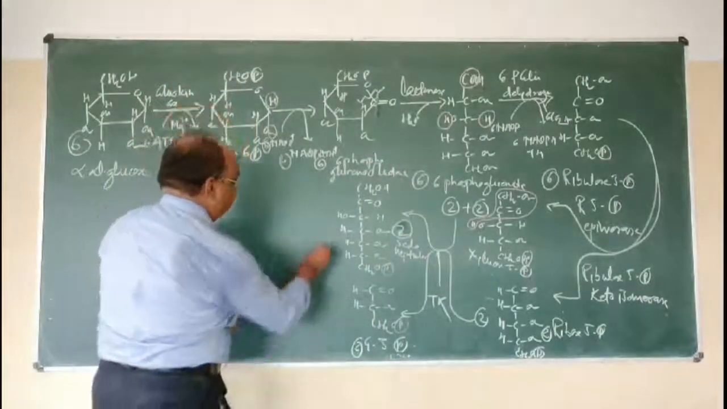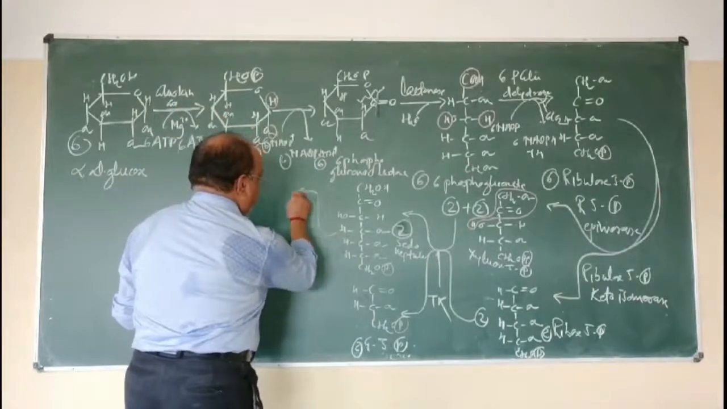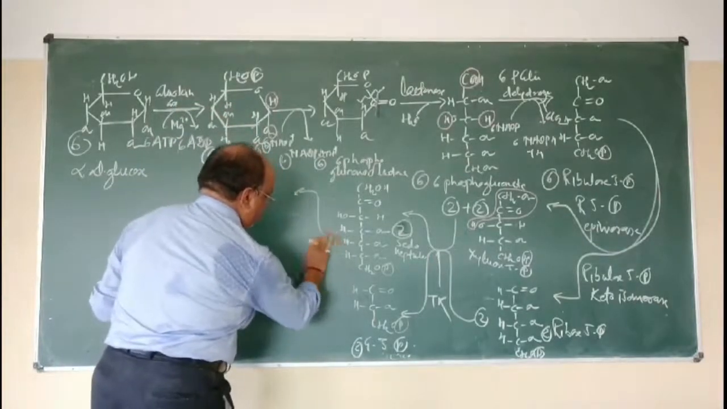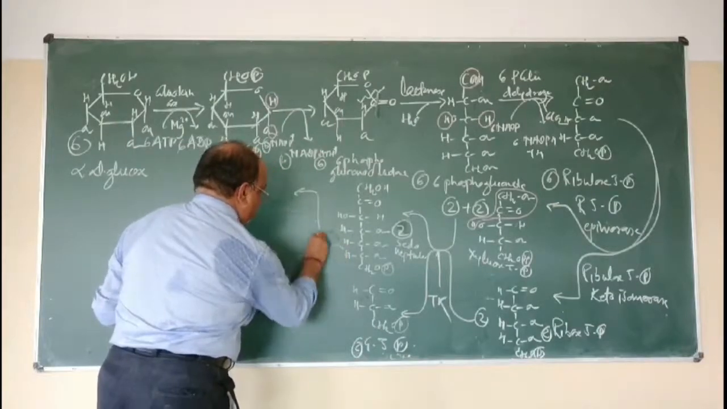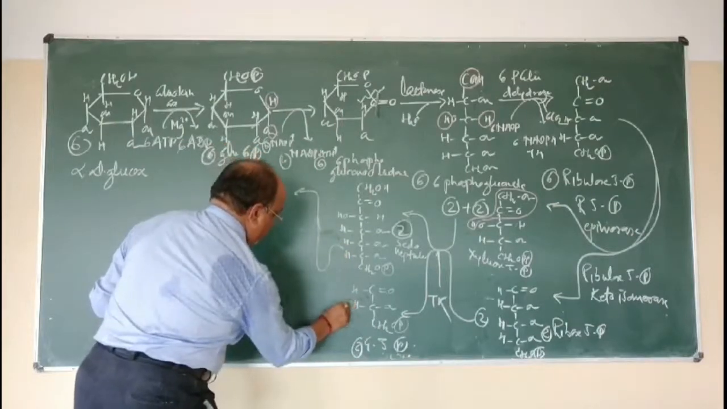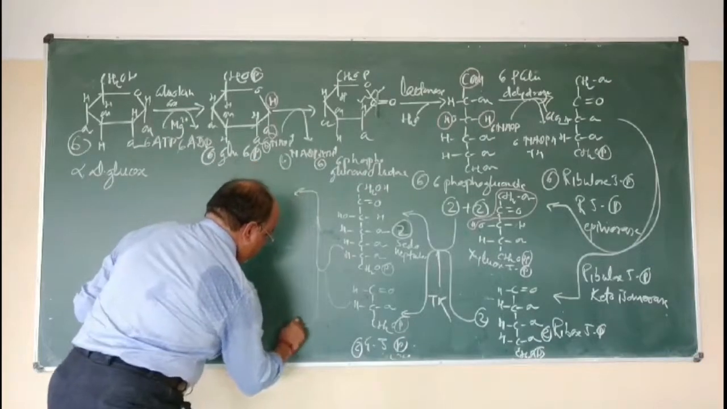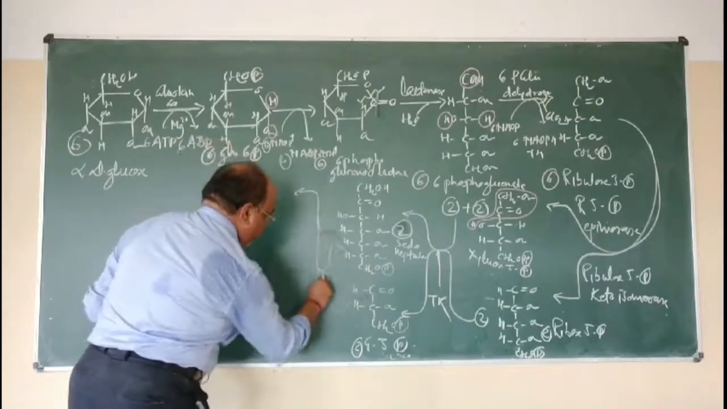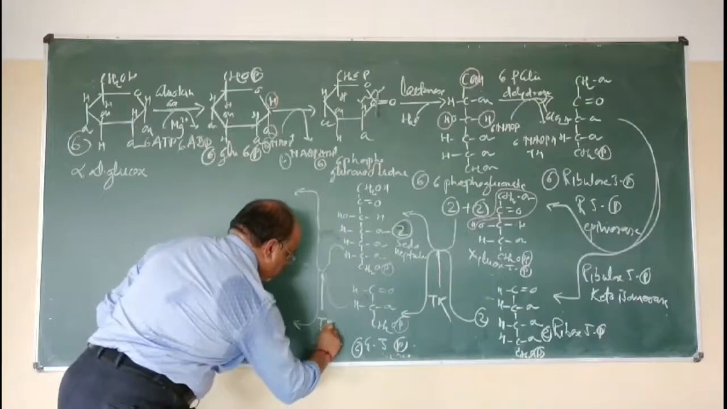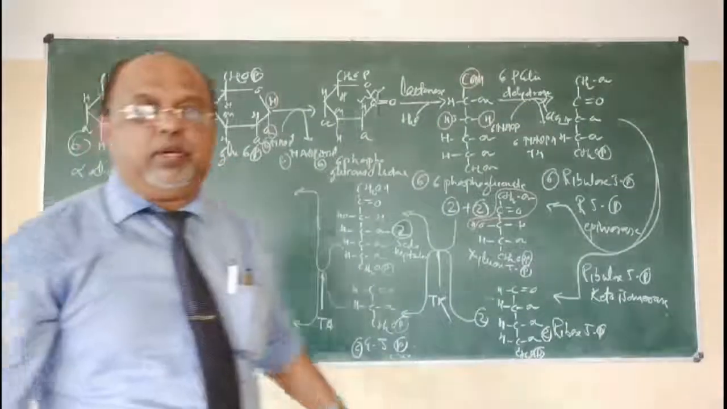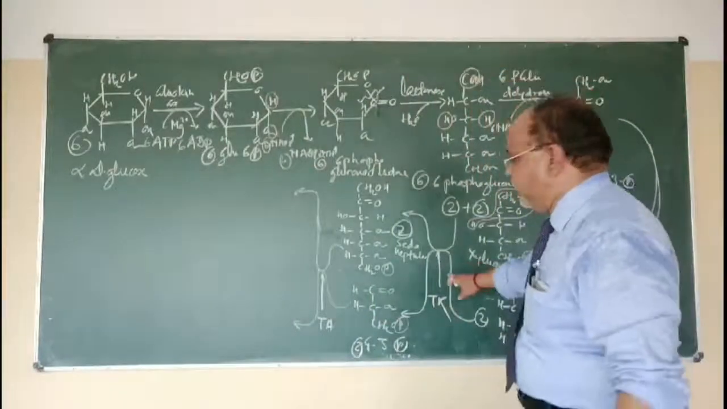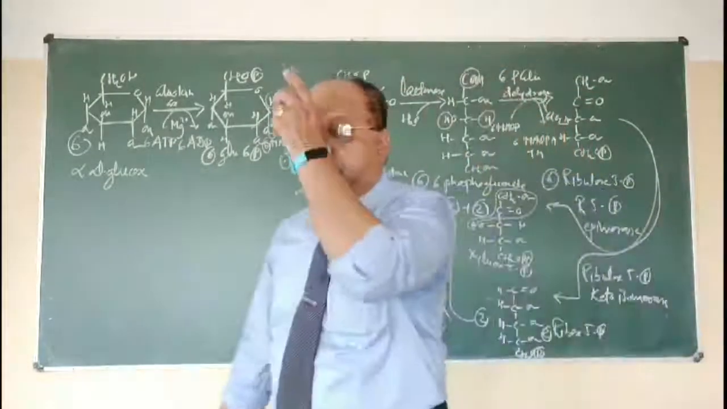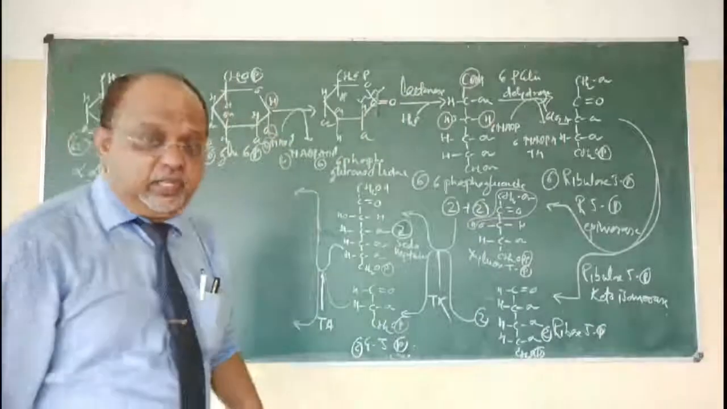Next reaction, it is catalyzed by, this time the name of the enzyme, it is trans-aldolase. I have written the short form of this, that is trans-aldolase. Here it was trans-ketolase. Okay. Now what is the difference between trans-aldolase and trans-ketolase? Let us talk about that.